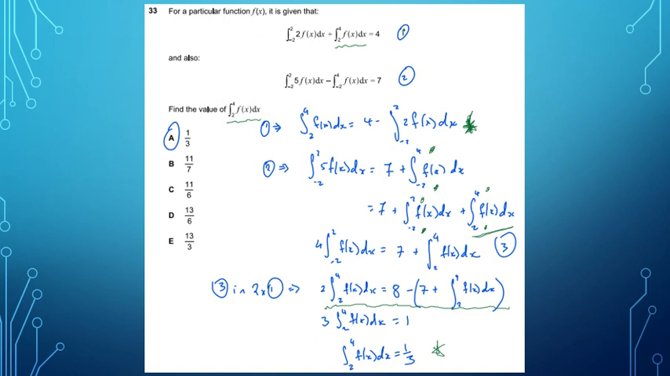Okay, so quite a few steps in there, but when we see one like this, it's going to be about separating the limits to get what we want and then dealing with what's left. Okay, next.